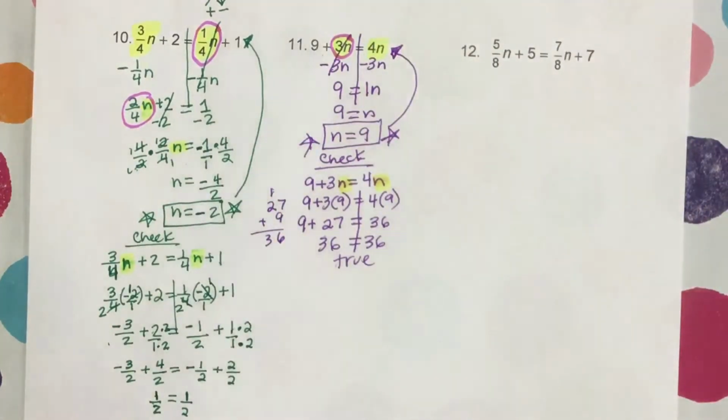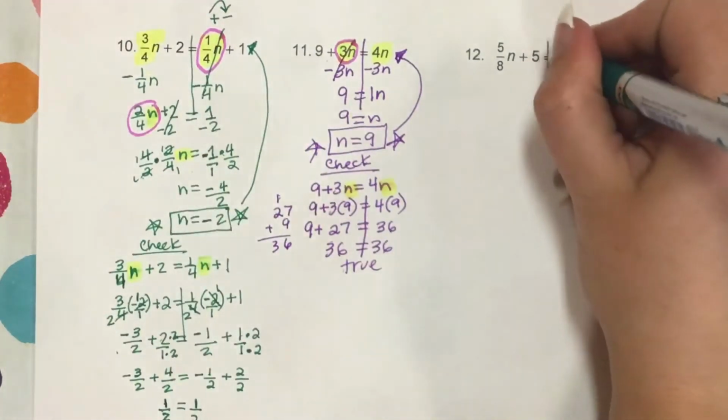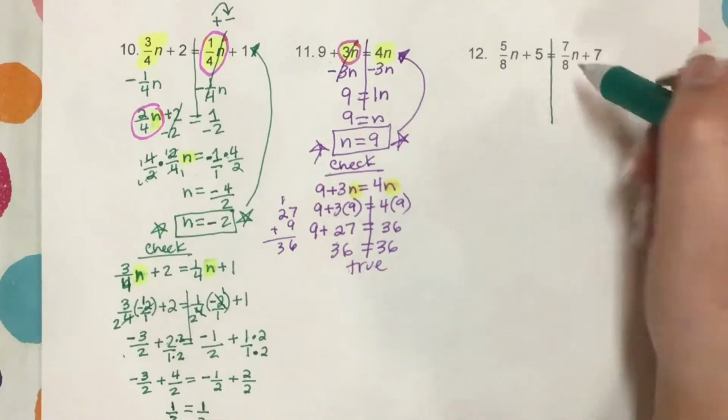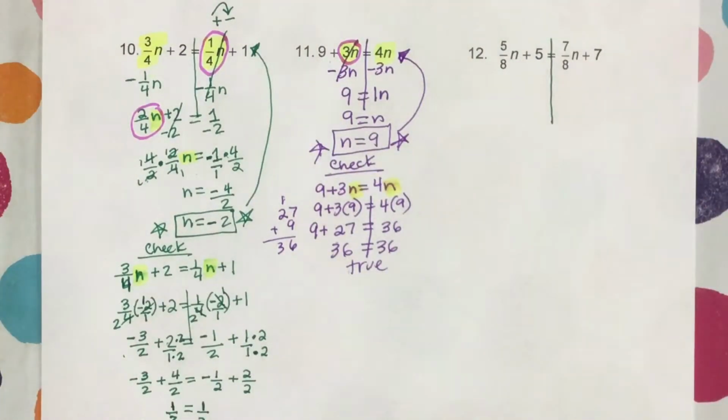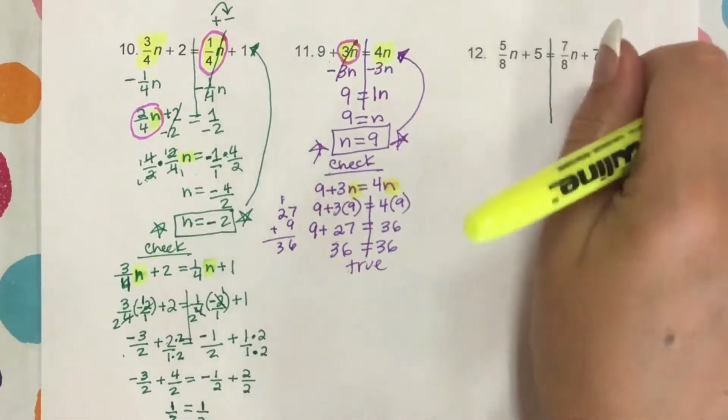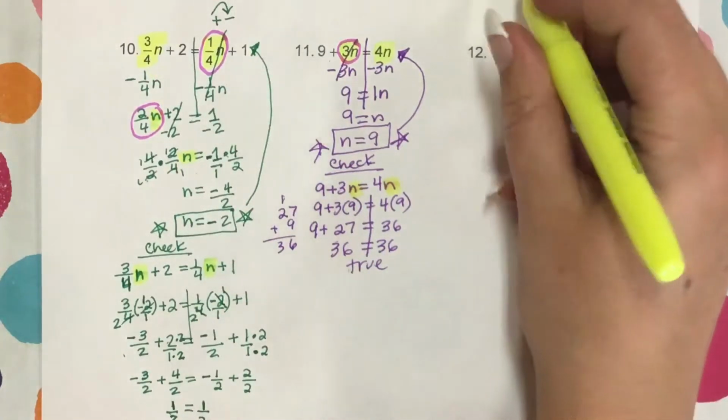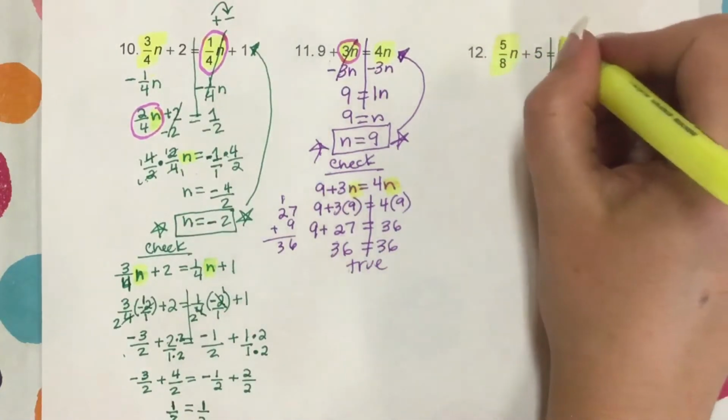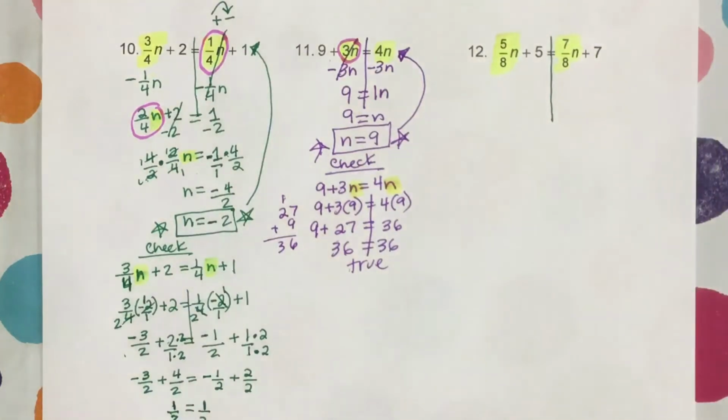So if you got that right, great job. All right, on to problem number 12. So here we go. I found the equation sign that separates this equation into two sides. We have variables on both sides, so we have 5/8 n in here and 7/8 n in here, and they're fractions, but you can do it.